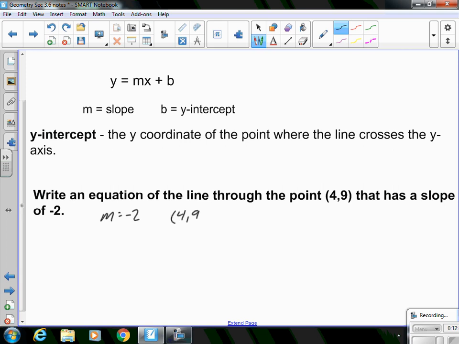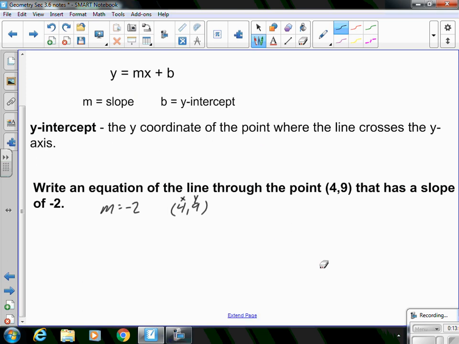And then we've got the point (4, 9) as part of it. The thing we don't have is a y-intercept. We don't know where it's crossing the y-axis. We don't know what the b is. So we're going to take all the parts that we have, the slope, which is the m, plug it in. We're going to use the point (4, 9) as our x and y values, and plug in all of that so that the only variable we have left is the y-intercept, the b, so we can figure out what that b value is.